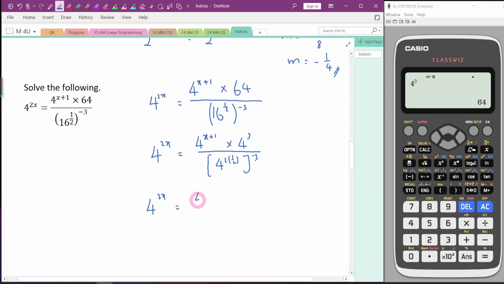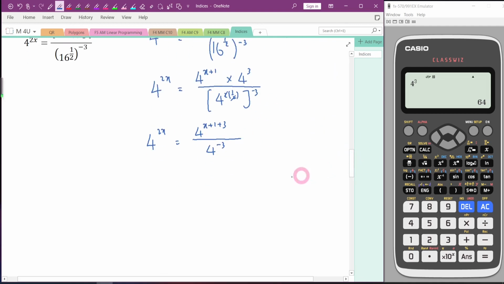You can add their powers together: x plus 1 plus 3. Now simplify it, you get 4 power 1, and that's negative 3, 4 power negative 3. So this is x plus 4, right? Divide minus negative 3. Negative negative becomes positive, it becomes plus 7.